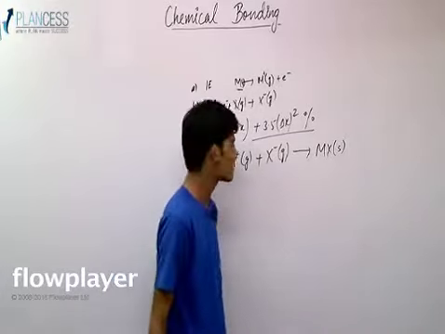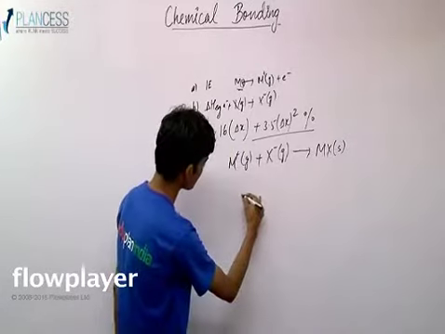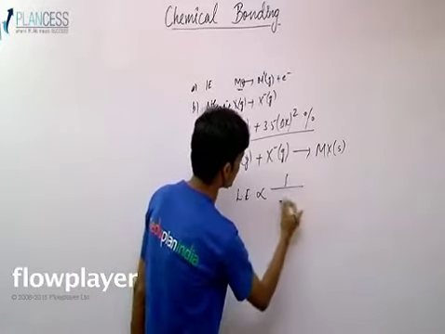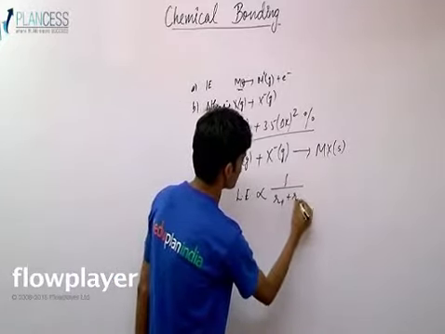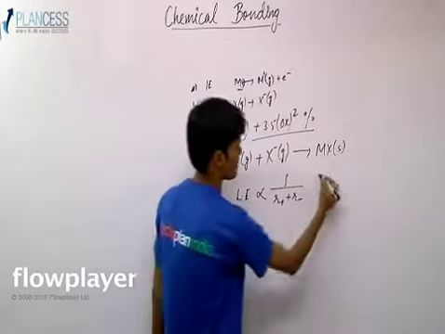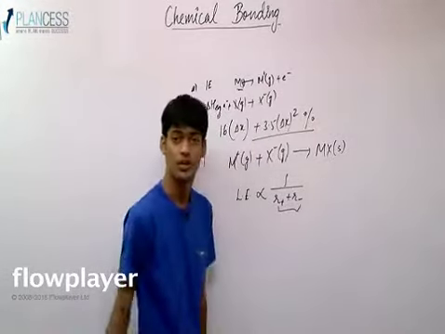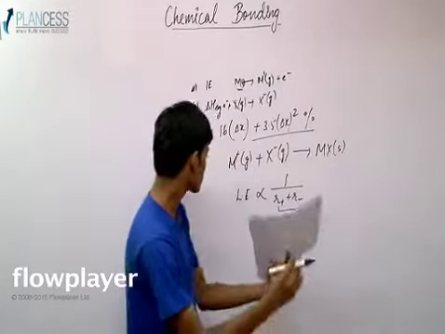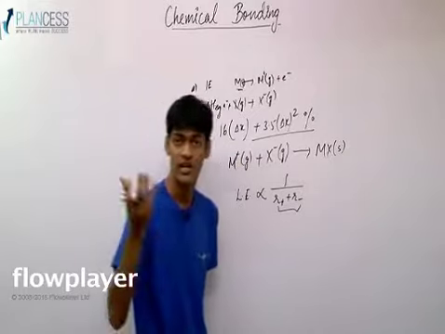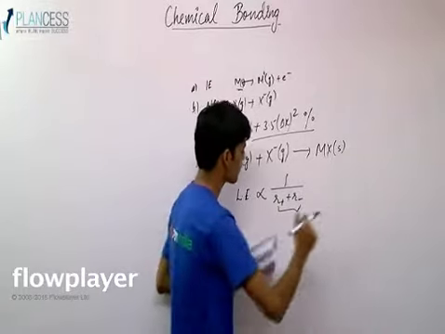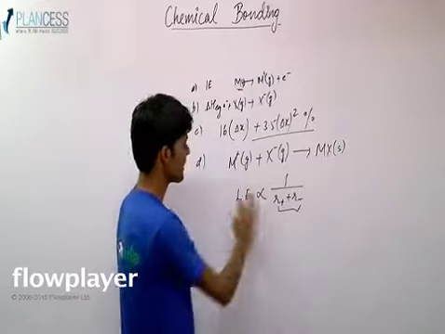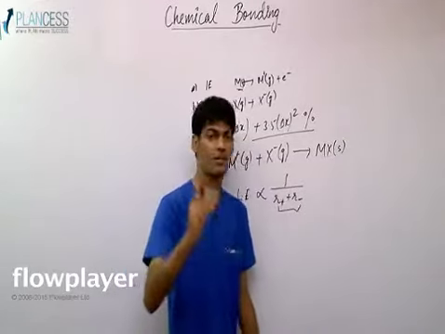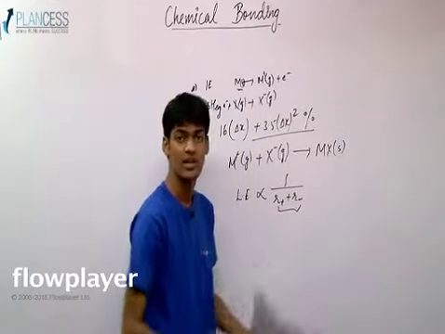The first factor is that the lattice enthalpy is inversely proportional to r+ plus r-, where this whole quantity is the internuclear distance or interionic distance. So if the ions are close together, the lattice enthalpy would be very high, but if the ions are far away from each other, then the lattice enthalpy would be low, because it would be easier to break the forces between them as compared to when they have a very small interionic distance.